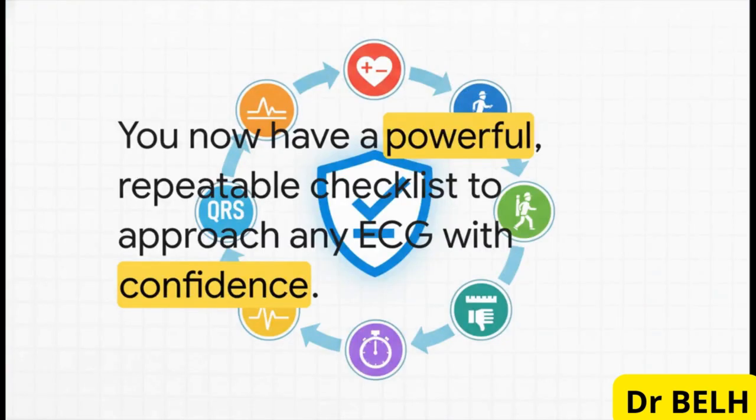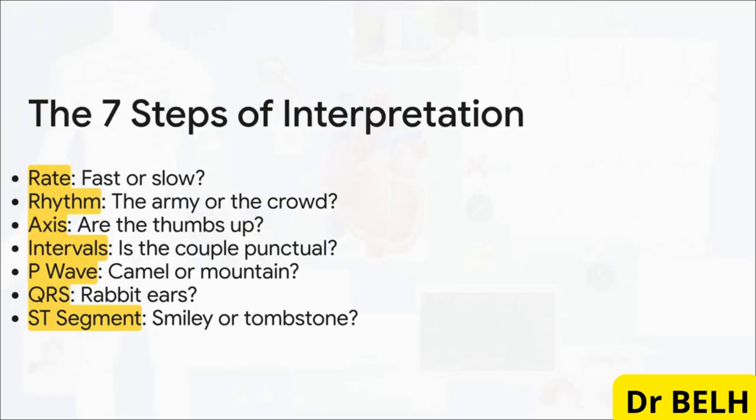And there we go. We've walked through the entire systematic process, step by step. You now have a powerful, repeatable checklist that you can use to approach any ECG with total confidence. You've turned something that was probably really daunting into something totally manageable. So let's put it all together one last time. Here is your 7-step checklist, framed as 7 simple questions.